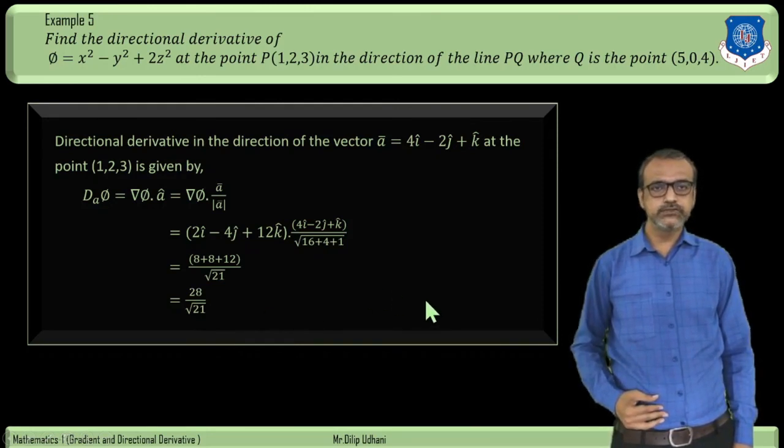So in this lecture we have discussed what is gradient and directional derivative, and then after 3 examples related to gradient and 2 examples related to directional derivative.